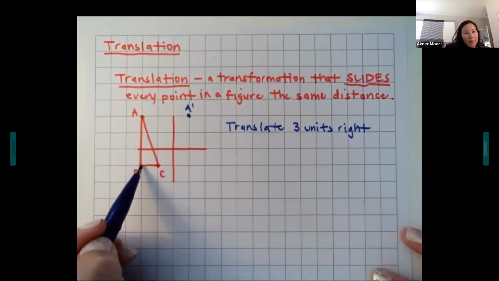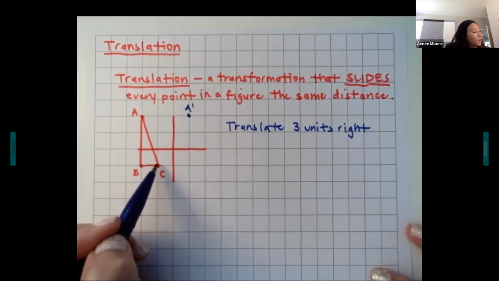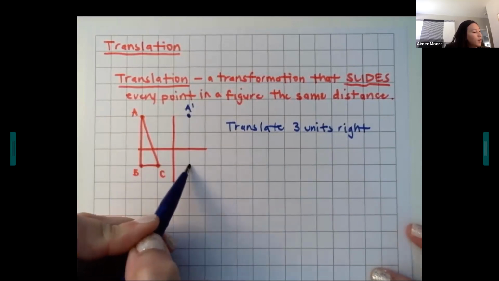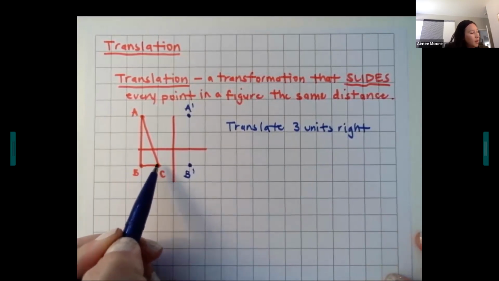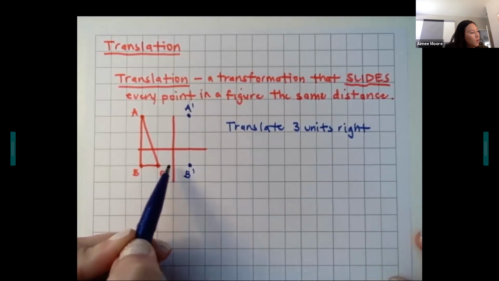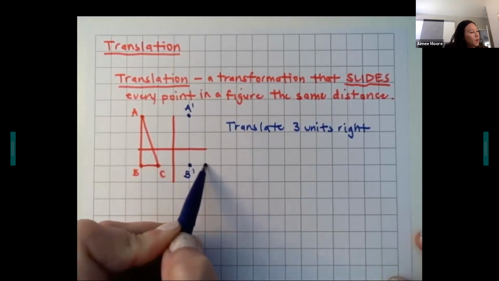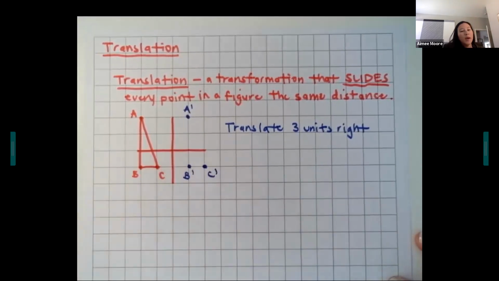B, we're going to pick it up and move it 3 units to the right. So 1, 2, 3, and that's B prime. And C, we're going to pick it up and move it 3 to the right again. 1, 2, 3, and there's C prime.